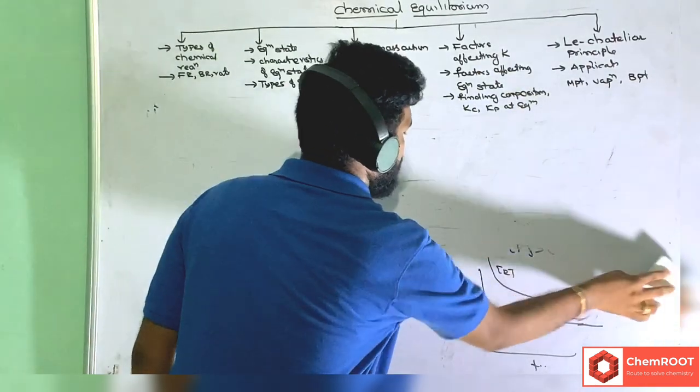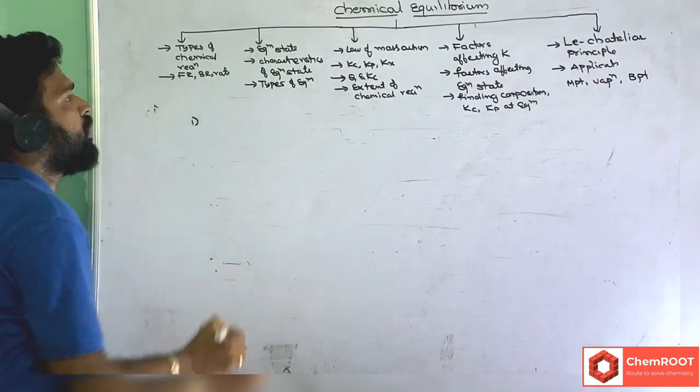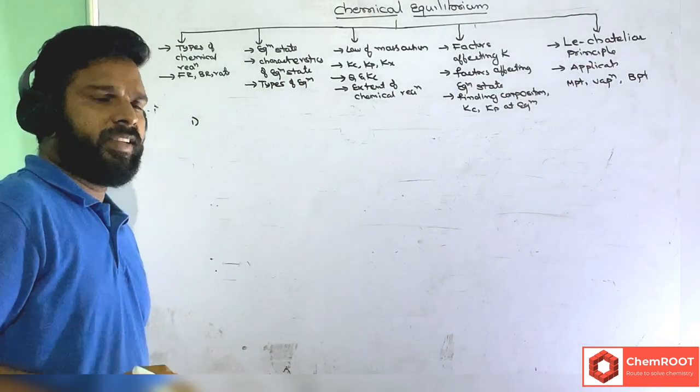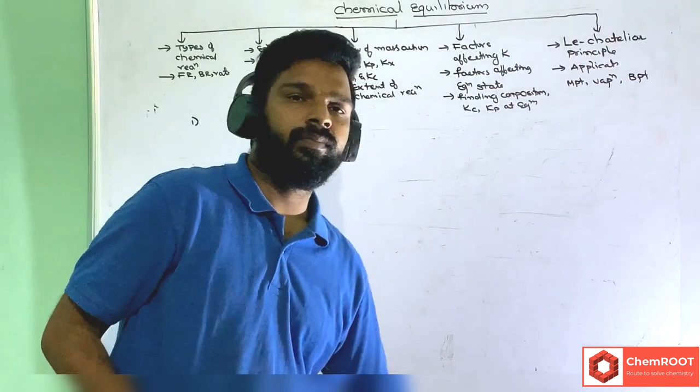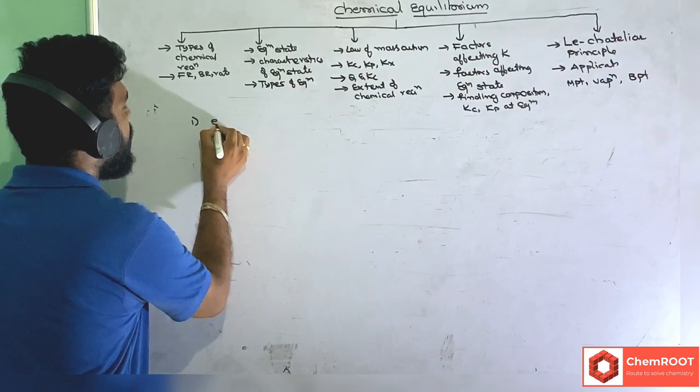So this is the explanation for the equilibrium state. Now, what are the characteristics of the equilibrium state? We are going to discuss the characteristics. First thing, equilibrium can be attained from either side.